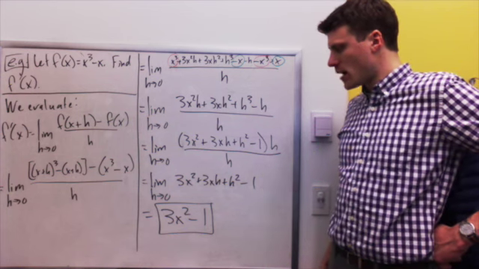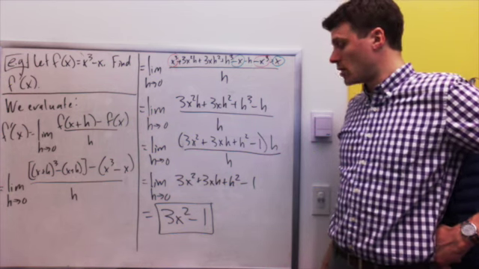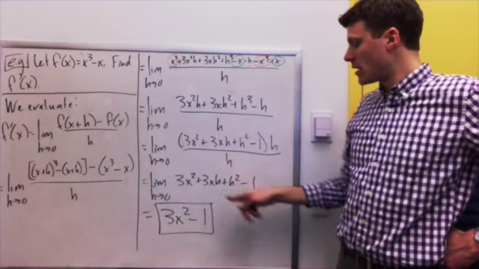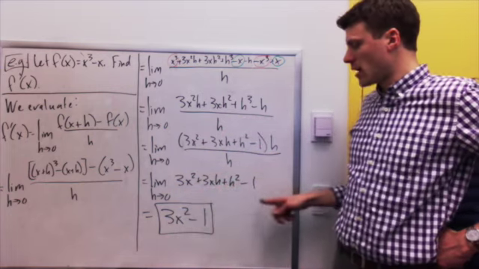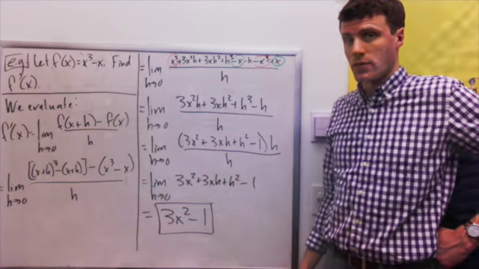Leaving me with 3x squared plus 3xh plus h squared minus 1. Now I can evaluate the limit. Plug in h equal to 0. This guy and this guy go away, and I'm left with 3x squared minus 1. That is my formula for the derivative.